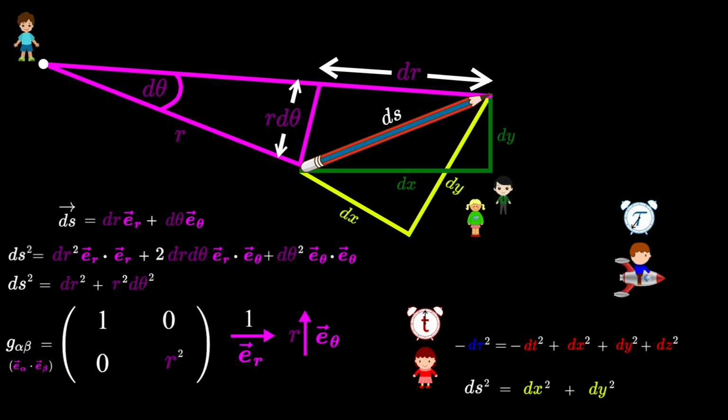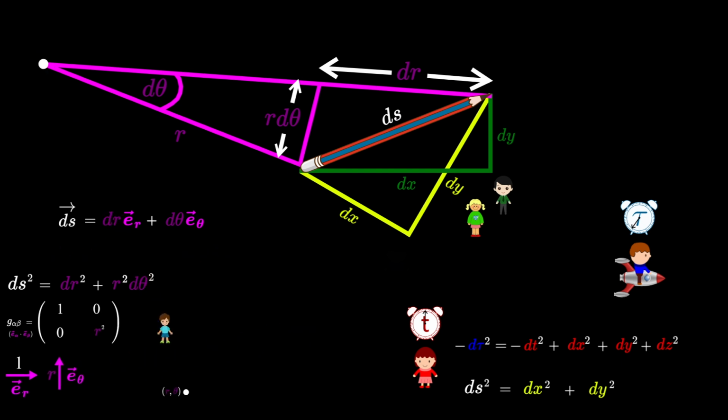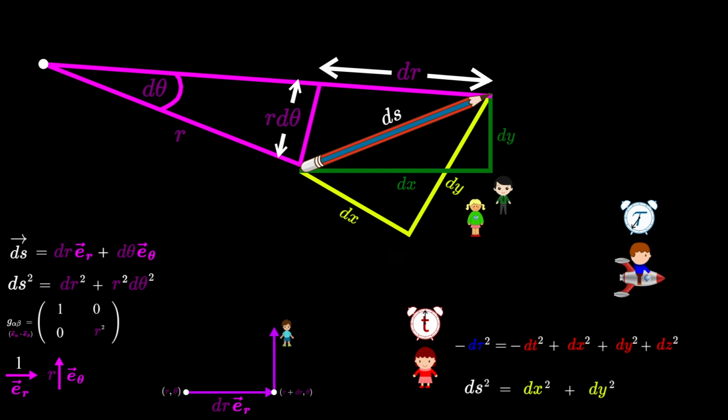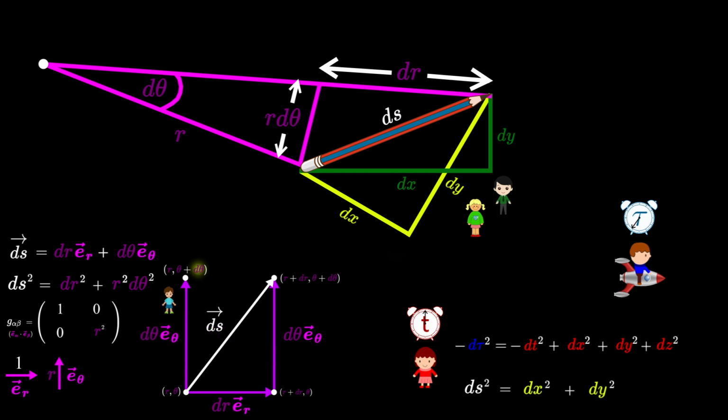But how do we determine how their orientation changes from this matrix? Let's bring our polar coordinate fellow down. Let's have him walk a distance ds equal to dr er plus d theta e theta. So Paul's r coordinate changed by an amount dr, and his theta coordinate changed by an amount d theta. Of course, he could also have reached the same new position by changing coordinates in the opposite order. That is, he could first change his theta coordinate by an amount d theta, and then change his r coordinate by an amount dr.